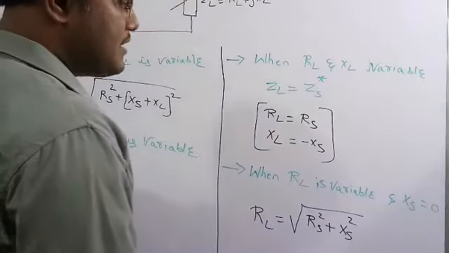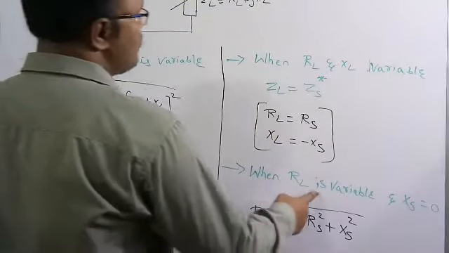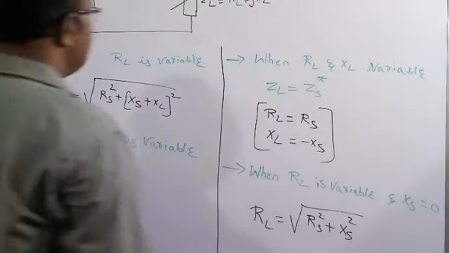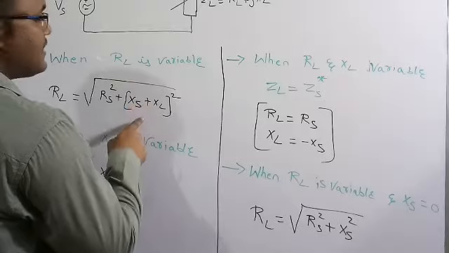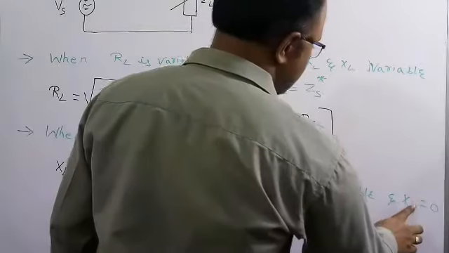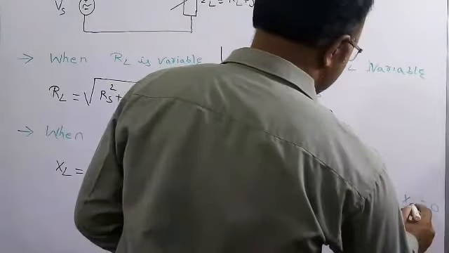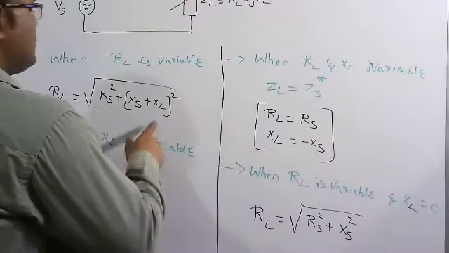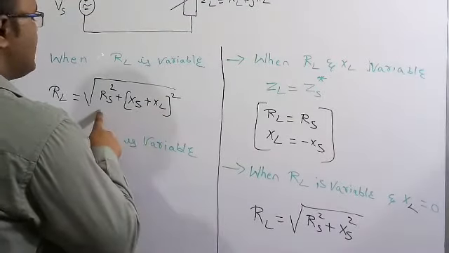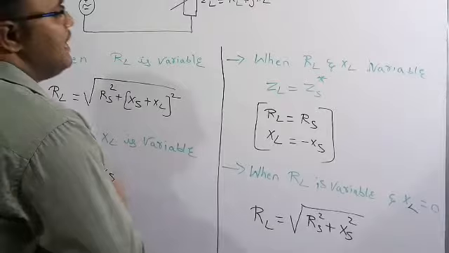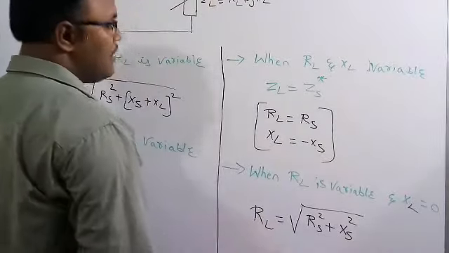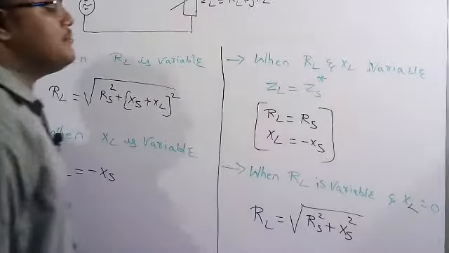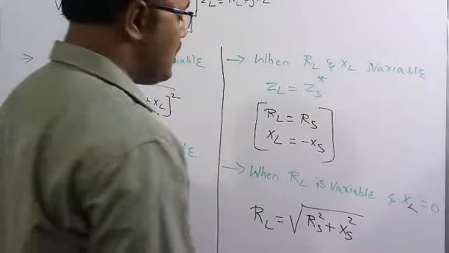Let me assume another case. Suppose RL is variable and XS is 0 and XL is equal to 0. If you keep XL equal to 0, then we will get root over RL square plus XL square. So RL is equal to this particular value of the resistance, at which the maximum power will be transferred from the supply to the load.